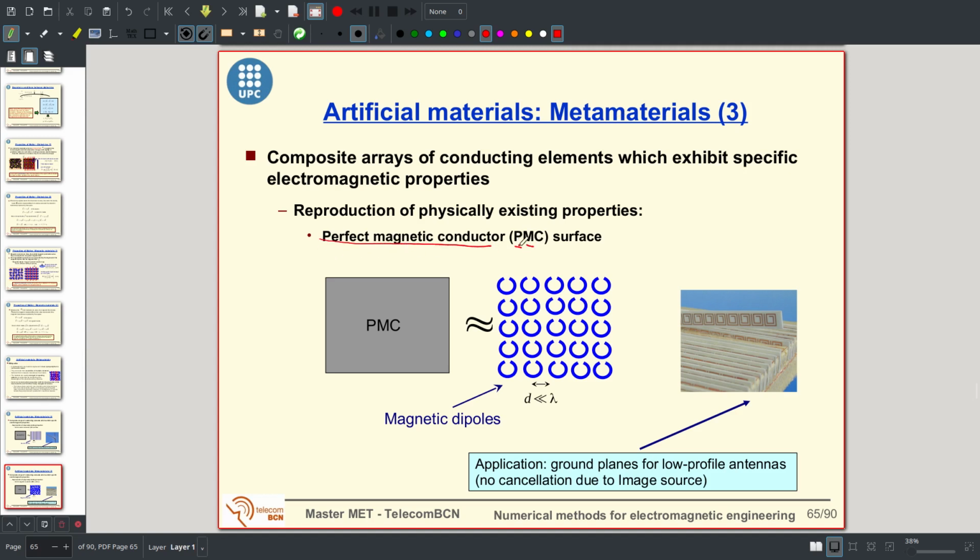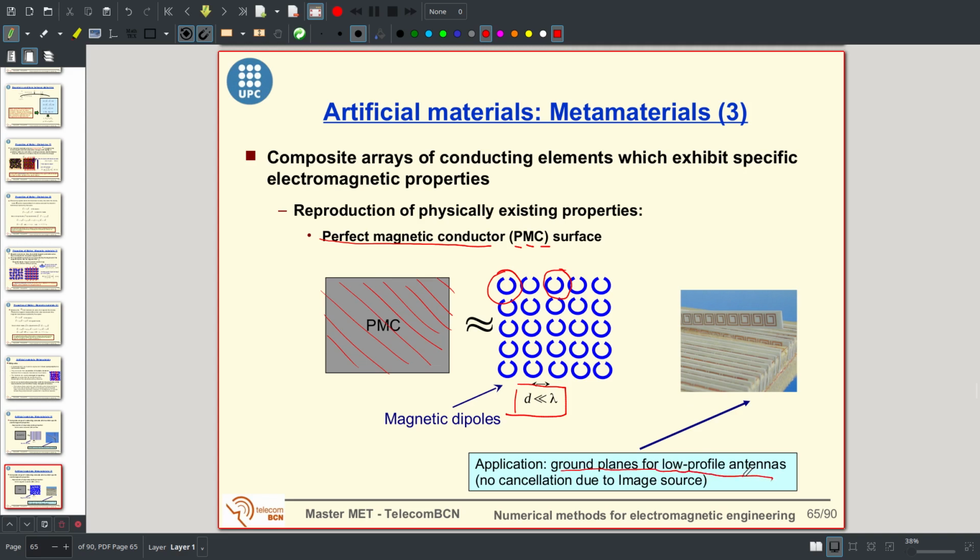PMC stands for perfect magnetic conductor. In this case, it is not an array of wires, it is an array of open loops, but the behavior is equivalent to a bulk material consisting of a perfect magnetic conductor, with the properties of a perfect magnetic conductor. Of course, as I said before, the array separation between elements must be much smaller than the wavelength. But with this, we can build ground planes for antennas.